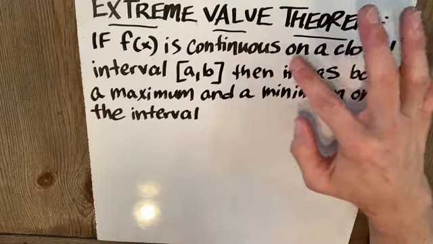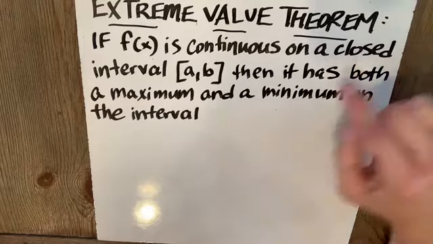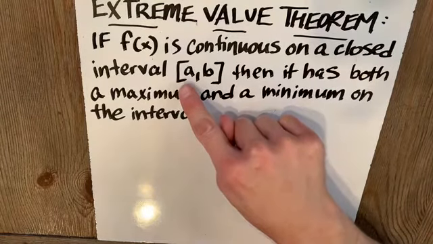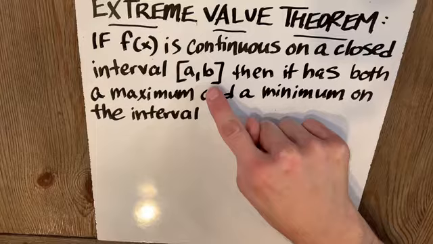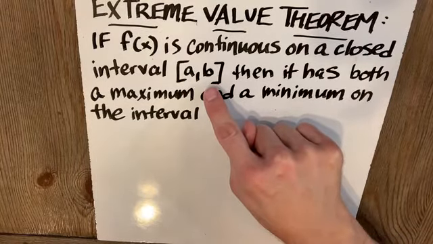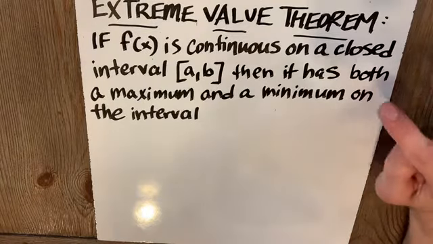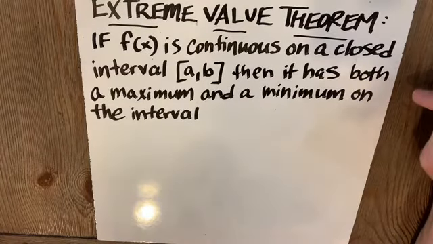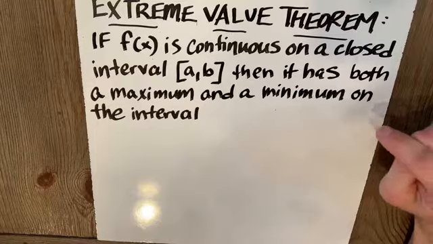If f of x is continuous on a closed interval [a, b], that means include the left endpoint a, that's an x value, and include the right-hand endpoint b, that's an x value as well, from x minimum to x maximum, that's that horizontal value. If those two conditions are met, then the function has both a maximum and a minimum on the interval.